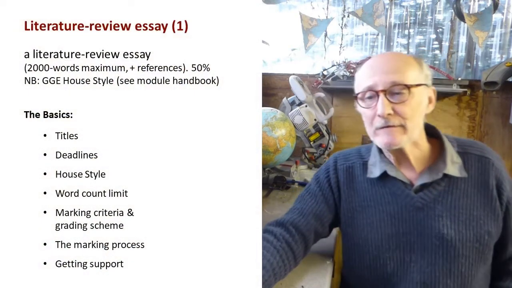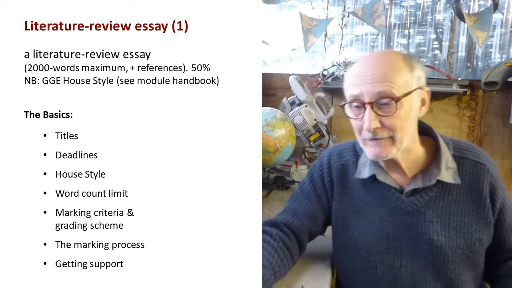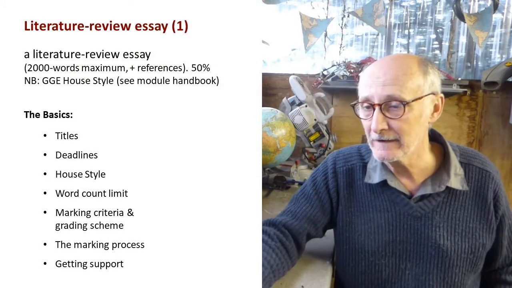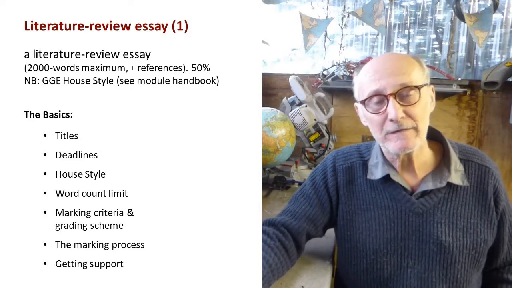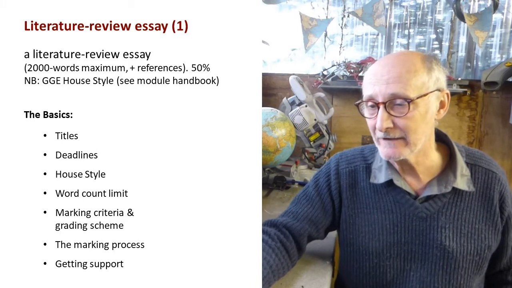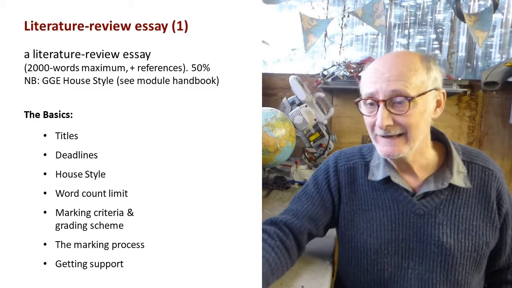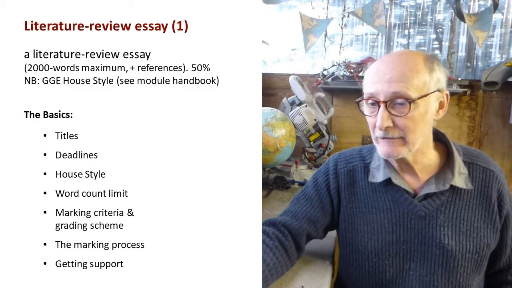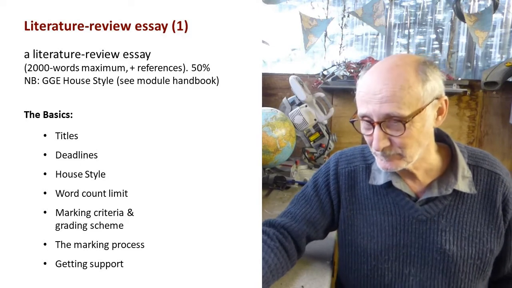So let's say a little bit first of all about the literature review essay. Two thousand words maximum plus a reference list, half of the module total marks. And don't forget, you should be using the GGE house style, or the geography house style that some of you will have encountered last semester. You should be following that house style as you produce this work, and you can see the module handbook for details of where you can find that house style if you're not already familiar with it.